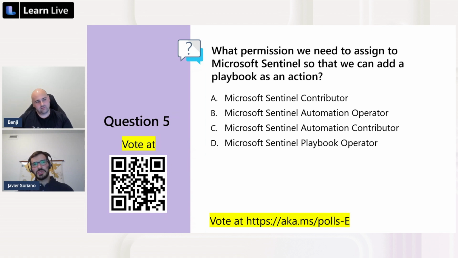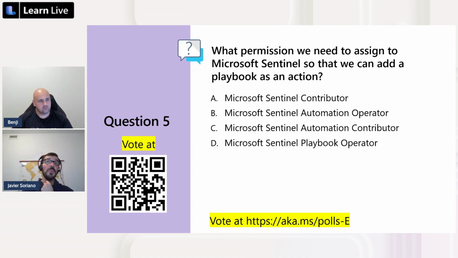I know for sure that B, Microsoft Sentinel automation operator, doesn't sound like a role to me. I've never seen that role ever. So I think that's probably just one option that we have there to confuse. So I don't think it's B for sure. A is for sure a role, Microsoft Sentinel contributor, that normally we assign to the SOC engineer to be able to edit analytic rules and things like that. That's too wide, right? And I don't think that would follow the least privilege paradigm. So I don't think that's the one.